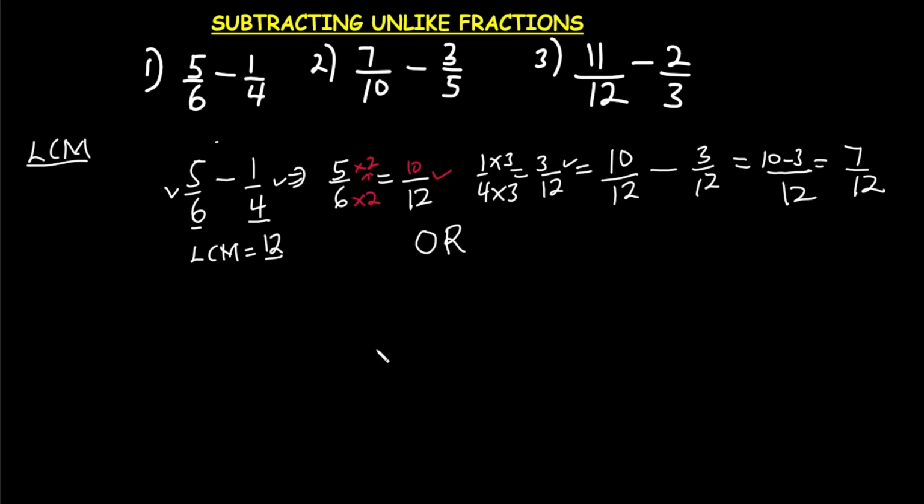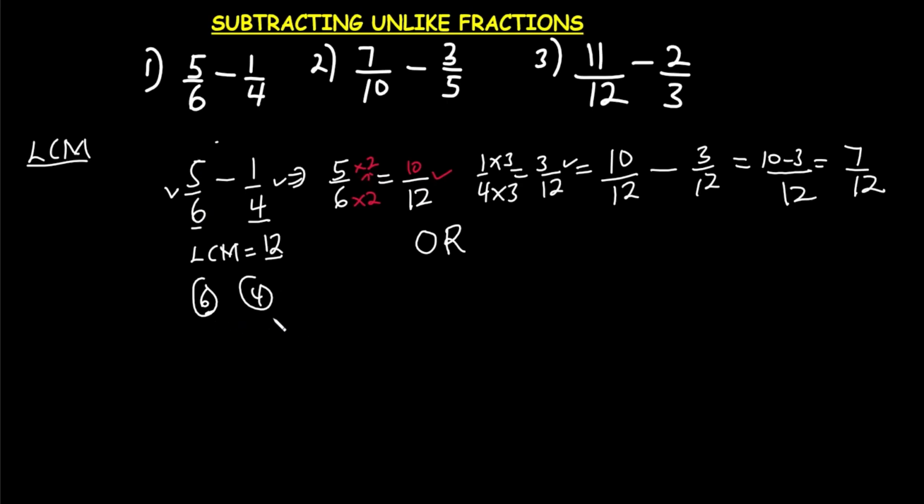Now what if we want to solve this question but we don't know the LCM, which is 12? In a test you might be in a hurry and then you'll be struggling to find the LCM. Now this is how you can solve this one without knowing the LCM. The first thing you have to do is take the two denominators, which are 6 and 4, and then you use the 6 to multiply the second fraction, which is 1 over 4, and also use the 4 to multiply the first fraction, which is 5 over 6.